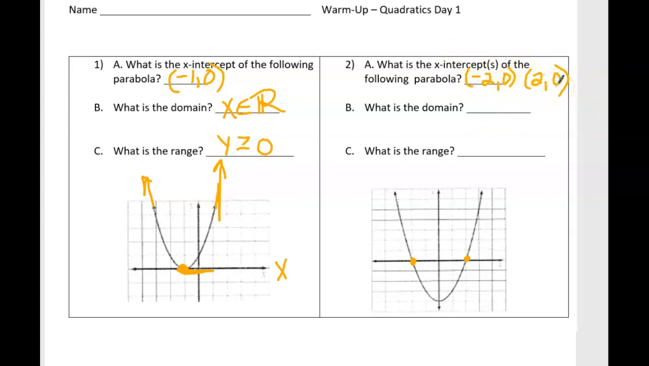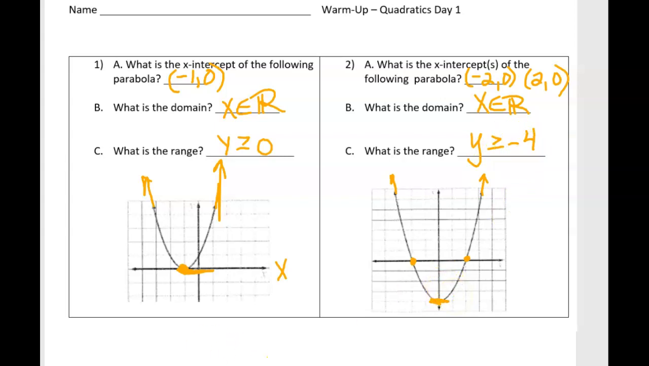All right, in this case, the domain, which is our x values, could again be anything because this parabola goes on forever. It's going out just a little bit, but it's going to continue on. So we're going to say that it can be any number. It's an element of the real number set. All right, and the range, if you look at the bottom point here, your y values, -1, -2, -3, -4, your y values would have to be greater than or equal to -4 in this case. Okay, so that's how we do the warm-up.